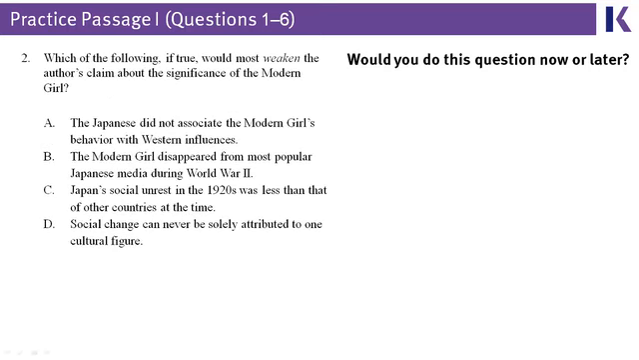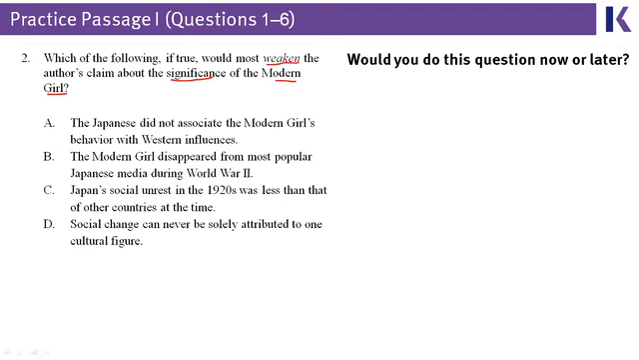And in this one, we're trying to weaken the author's claim about the significance of the modern girl. So this is a strengthen and weaken question, and it's giving us new information about the passage, so we're reasoning a little bit beyond the text. However, the question's asking us about the significance of the modern girl. Well, the author's whole point is about the significance of the modern girl. So this is a question about the central idea of the passage.